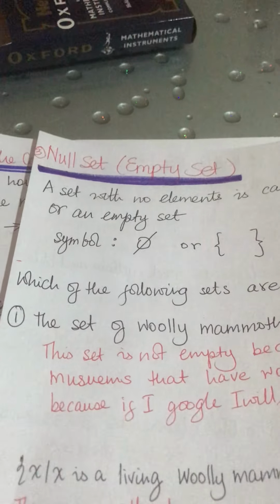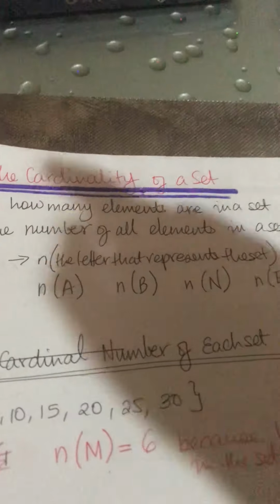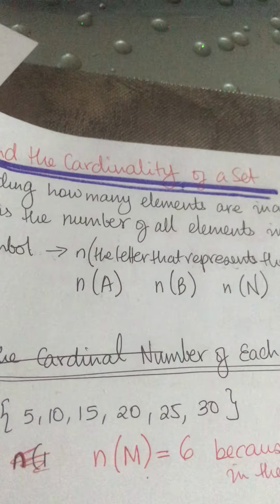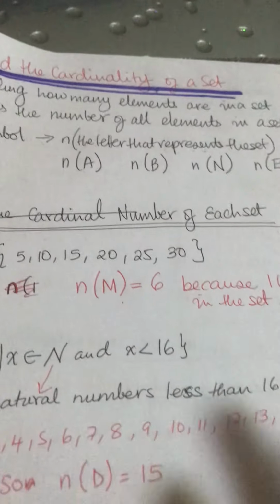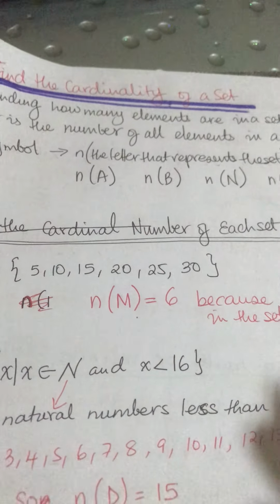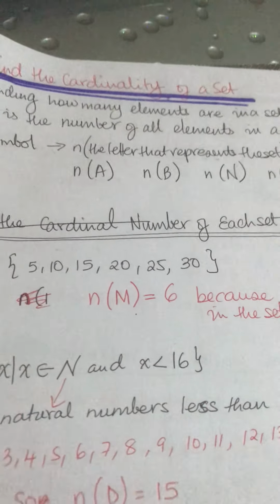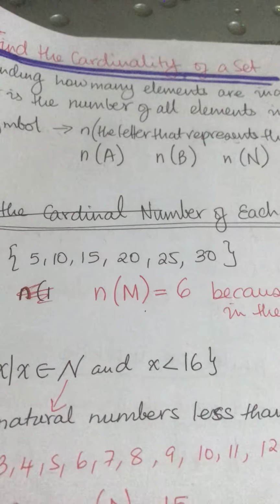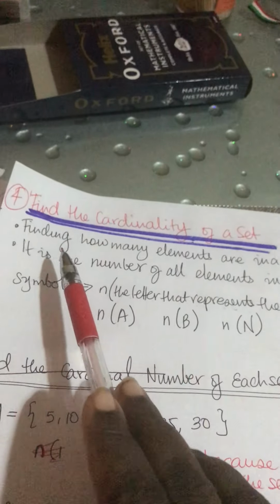So we've done 3. Now we need to do 4. Find the cardinality of a set. Finding how many elements are in a set. Okay? So your answer must be a natural number. It must be a natural number, or 0. Okay? Your answer definitely must be a number. So 0 or actually any whole number. As long as it is whole, then you can use it as the cardinality of a set. So you're counting.